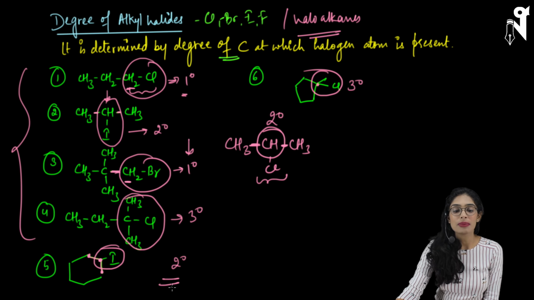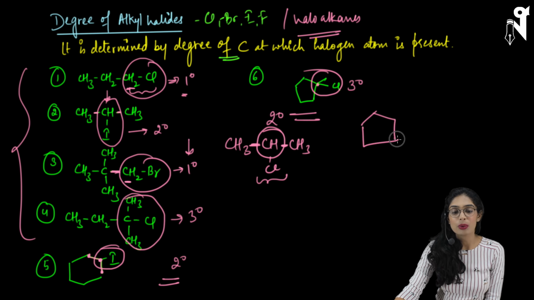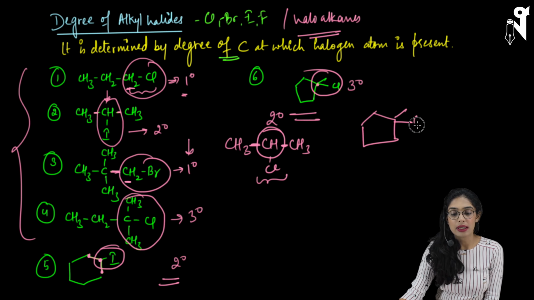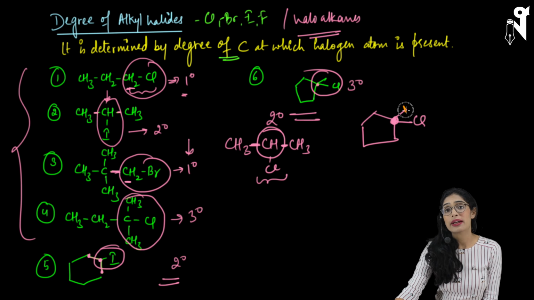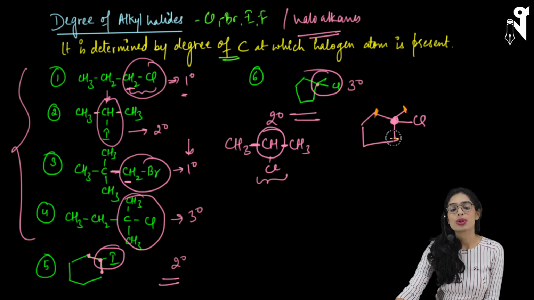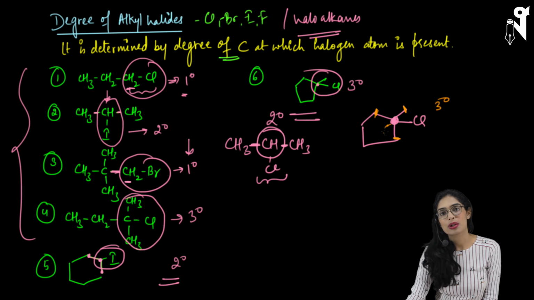Now let's talk about this compound. This compound is like this. Here is chlorine. This is the carbon where the chlorine is present, and this carbon is linked to one carbon over here, another carbon over here, and a third carbon over here. So three bonds are directly connected to carbon, hence the degree of this carbon is going to be tertiary. If the degree of this carbon is tertiary, then the haloalkane degree is also going to be tertiary.